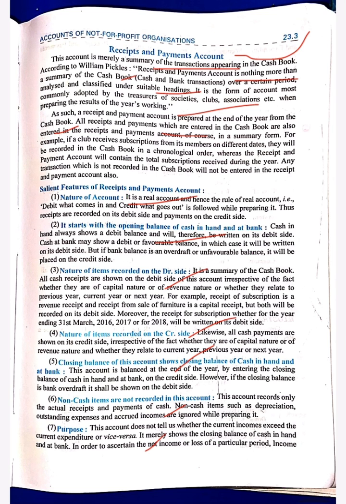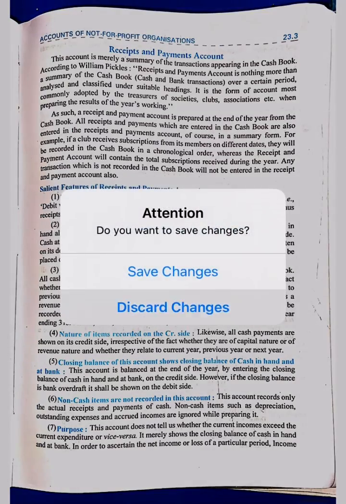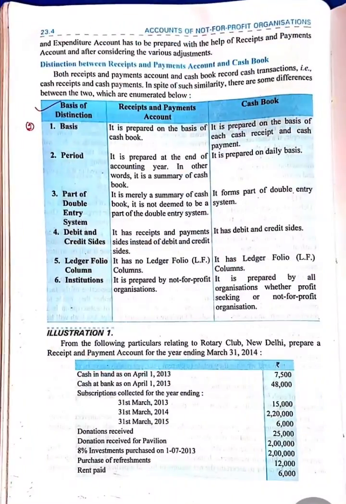Purpose: this account does not tell us whether the current income exceeds the expenditure or not, or vice versa. It merely shows the closing balance of cash and bank. Okay, now let's move further.